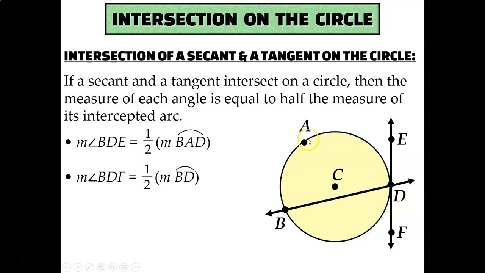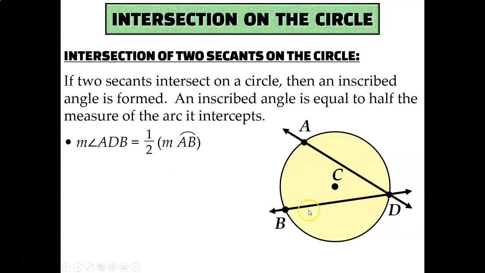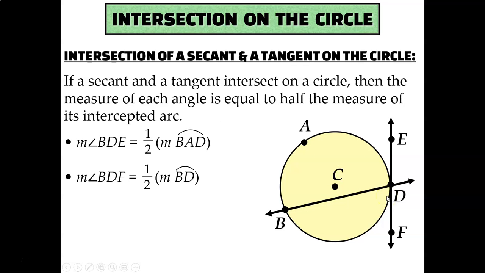And the measure of angle BDF would be half the measure of its intercepted arc, which is arc BD. So although this angle looks different than a typical inscribed angle that we're used to seeing, it's the exact same idea. Since the vertex of the angle is on the circle, it works the exact same way as an inscribed angle. The measure of this angle would be half the measure of the intersected arc.